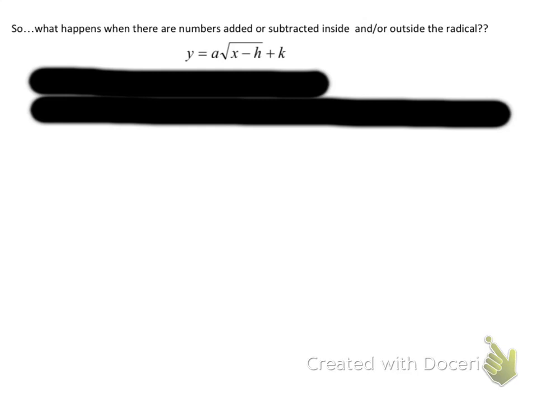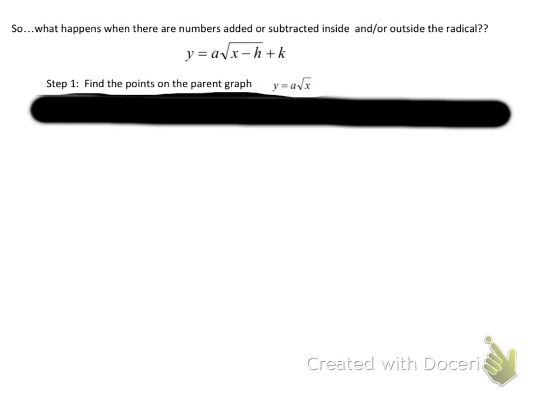Hopefully you can see from those last two examples what they do. And now we're going to be able to use those two shifts to make graphing cube root and square root functions a little bit easier. So the first thing that we're going to do when we graph cube root or square root functions is find the points on the parent graph.